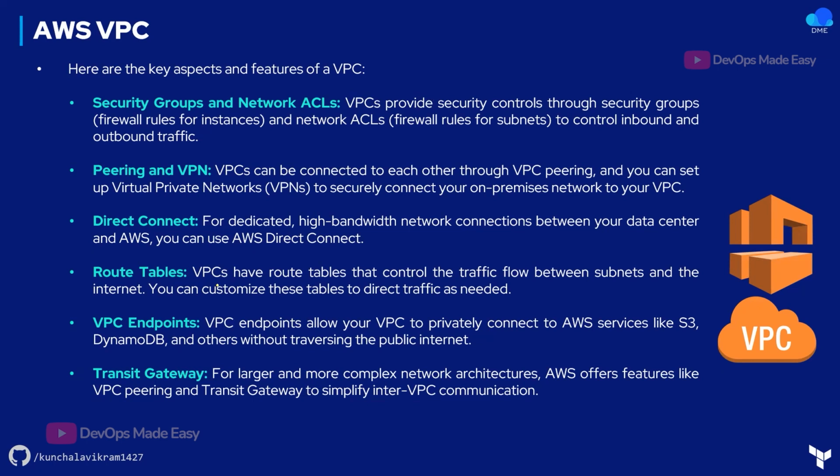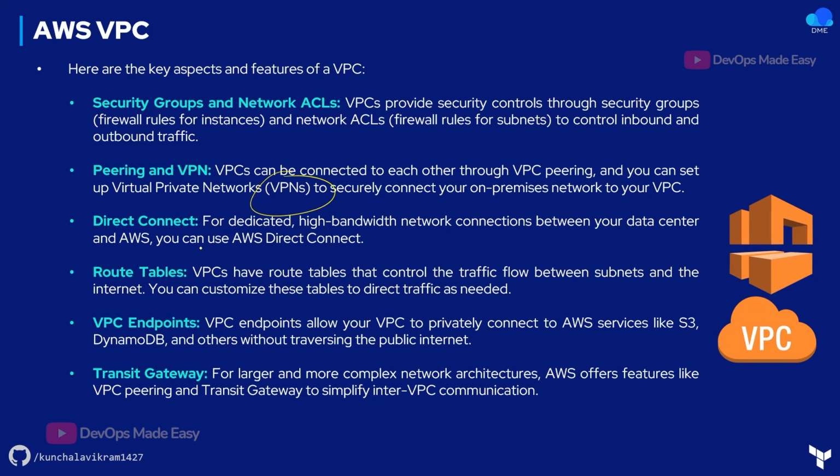Okay. So VPC peering and VPN. What is VPC peering? If you want to connect two different VPCs, we can connect them through VPC peering. And also you can connect from an on-premise network to your VPC through VPNs.